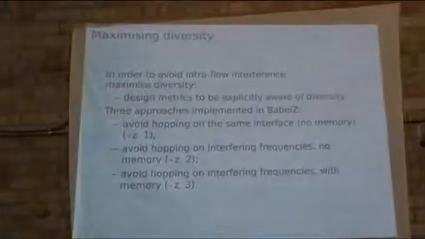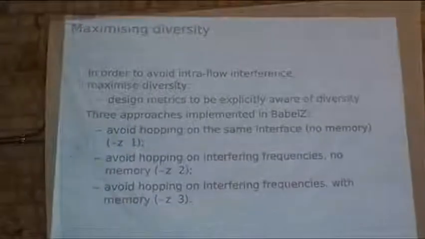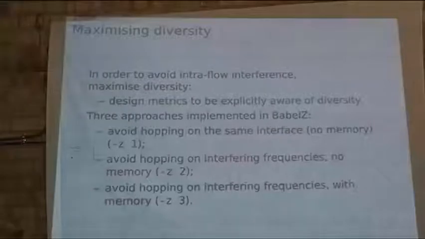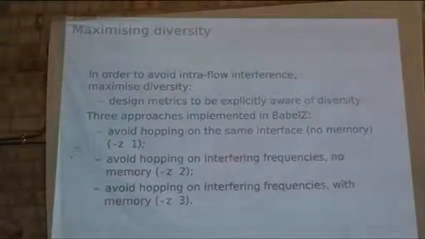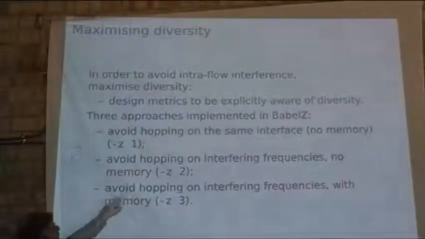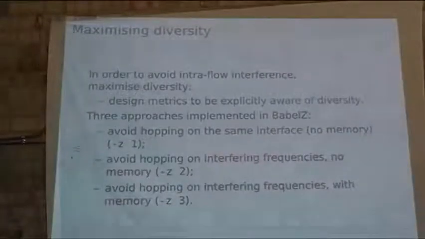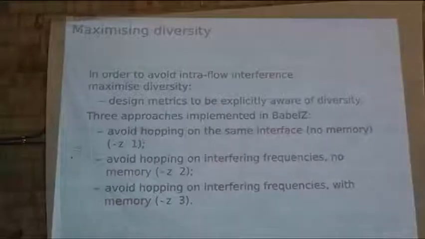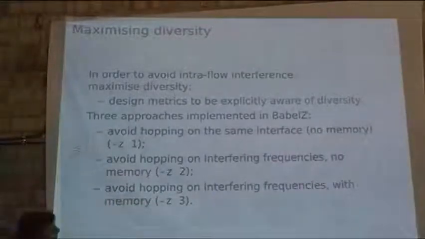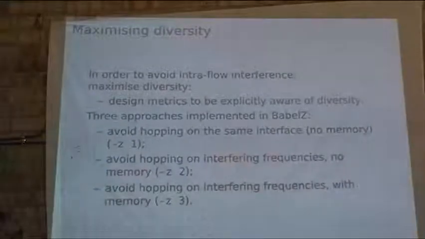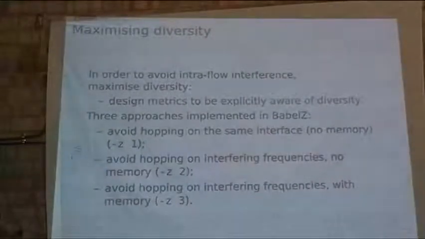with the parameter 1. Now, you can do a little bit better than that without paying too much, which is by taking into account not only that they are distinct interfaces, but that they are actually using different radio frequencies. That's what we do with -z2. And all of those things are local. They only consider the coming packet and where you push it back out through. And in some cases, we would like to have more memory, and that's what happens in BabelZ if you call it with the option -z3. I'm going to describe those in detail.